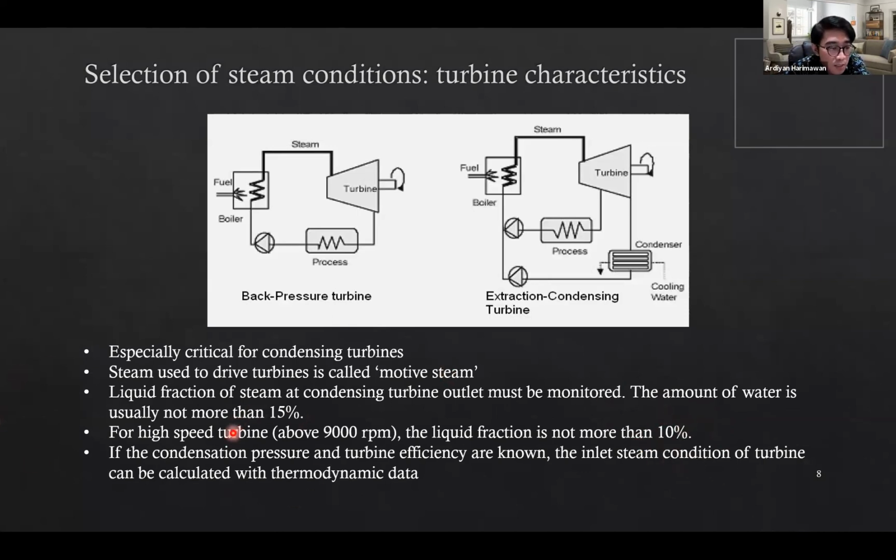Okay, then the condensation pressure and also the turbine efficiency, I think you have learned how to calculate the turbine efficiency, and the condensation pressure is also known, and then you can calculate what the condition of the steam that you should give to the turbine will be. You can use the steam table, the steam curve, and from the thermodynamic data, you can decide what the inlet steam condition will be. And then you can choose what type of steam is required in this process.